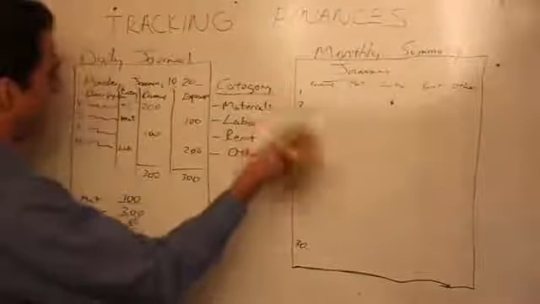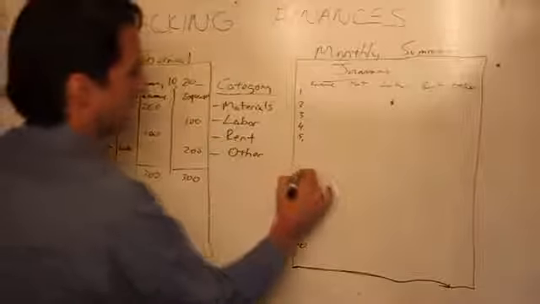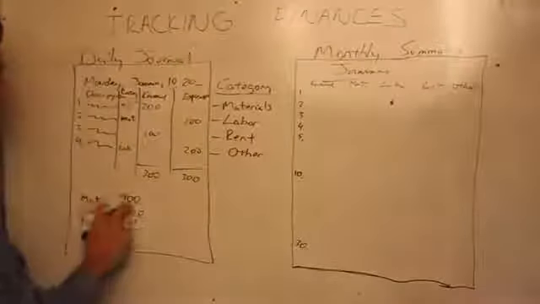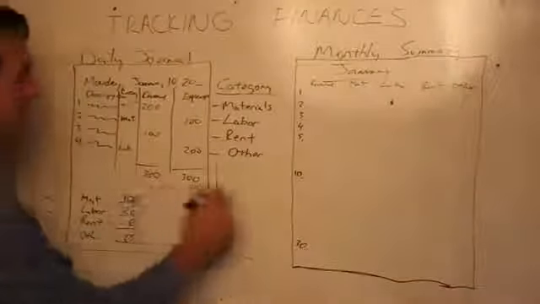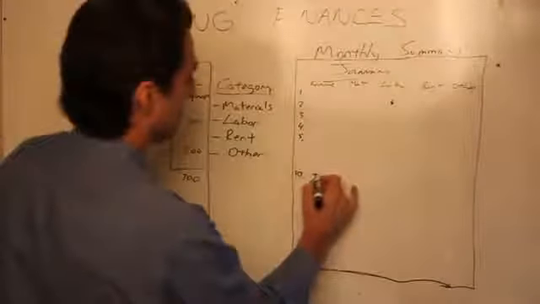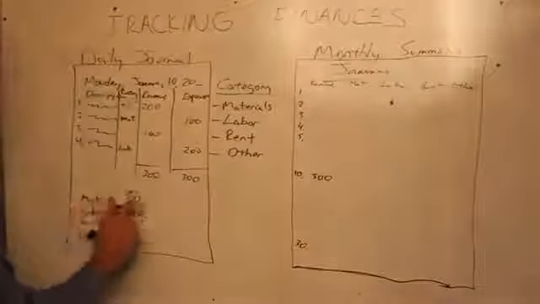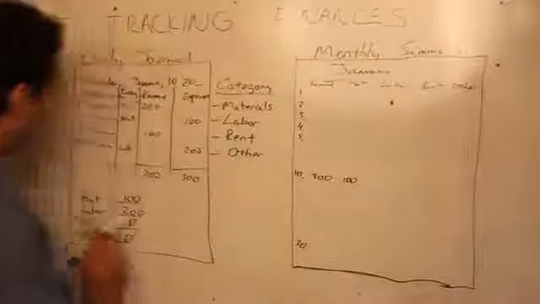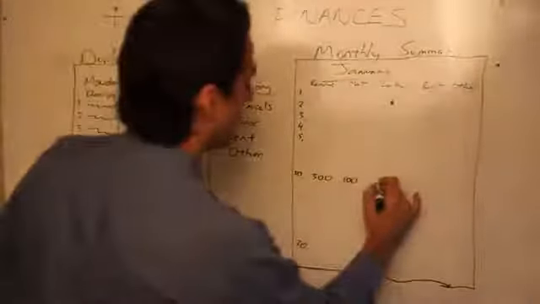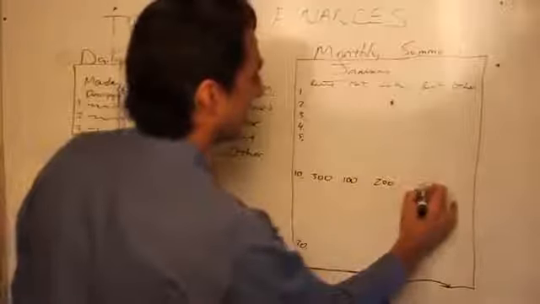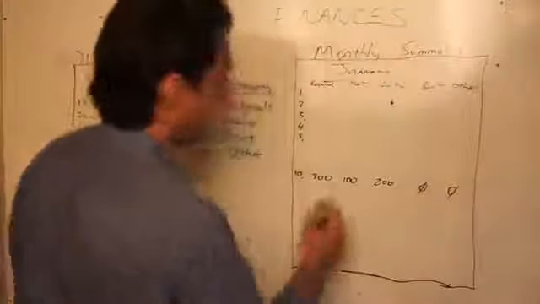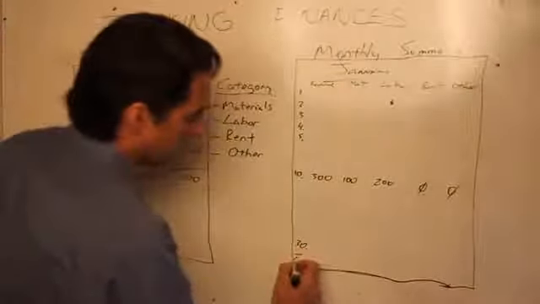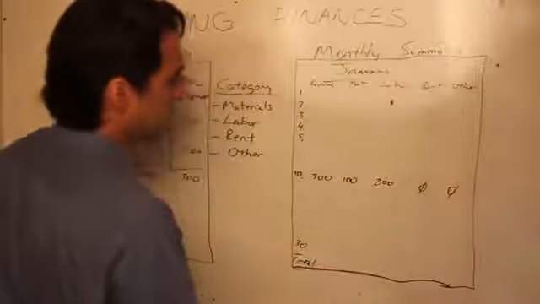And so every day you go in, and this was January 10th right here. And so January 10th, I had revenue of 300. So 300. I had material of 100. I had labor of 200. And I had 0 in rent and 0 in other. And so you go through that whole thing and then total it out at the bottom.